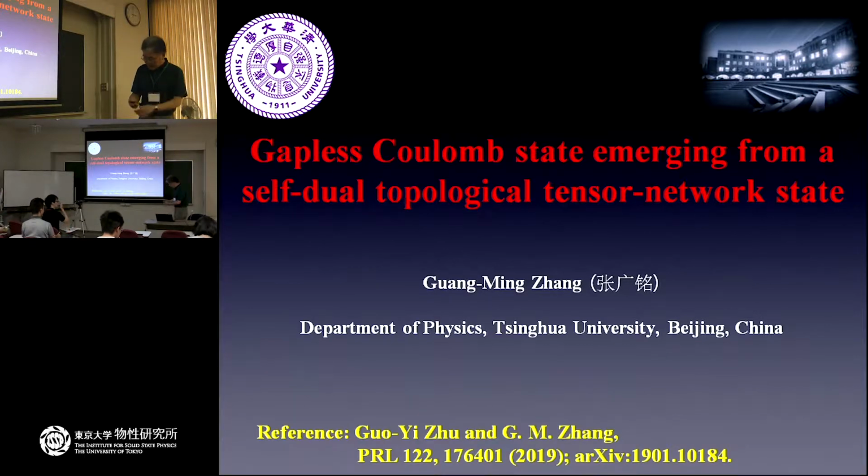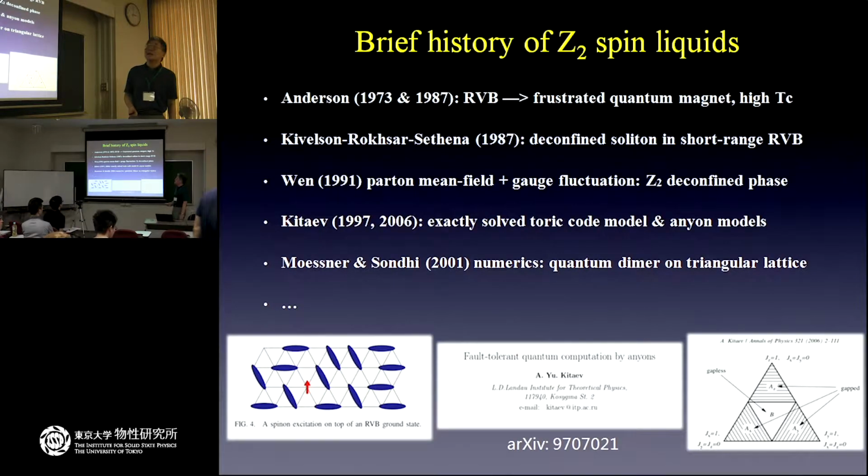Today I would like to introduce you to recent work on the topological quantum phase transition. The title of my talk is Gapless Coulomb states emerging from self-dual topological tensor-network states. This work is based on a recently published paper in PRL. So let me first give you a brief history of Z2 quantum spin liquid.